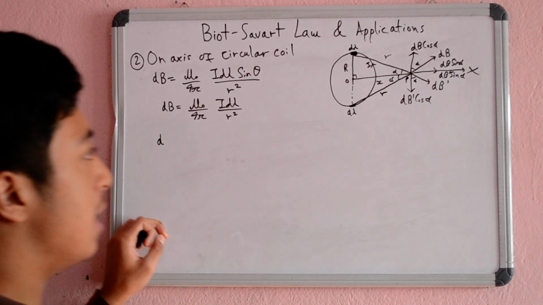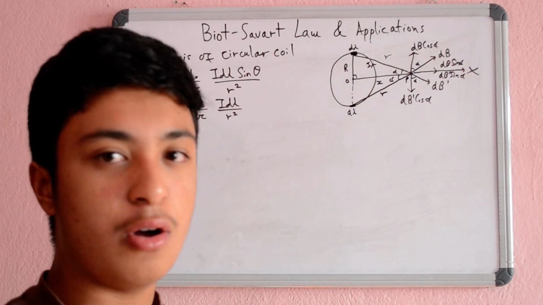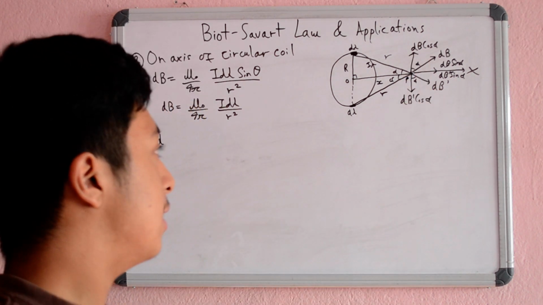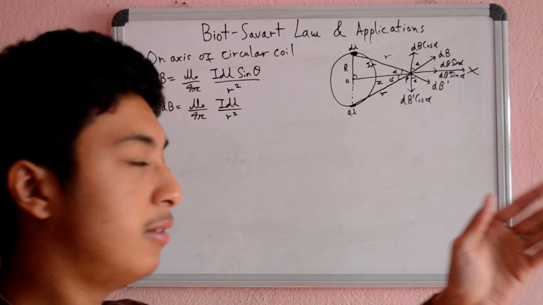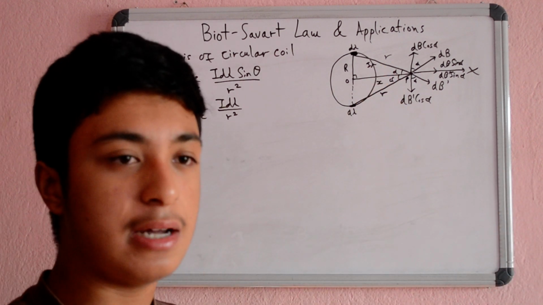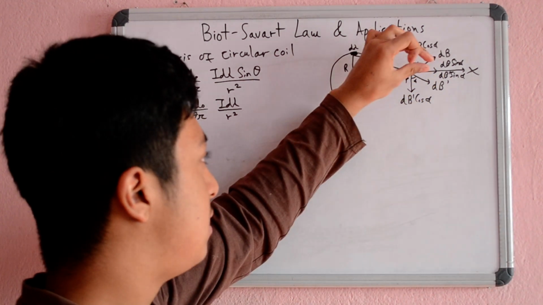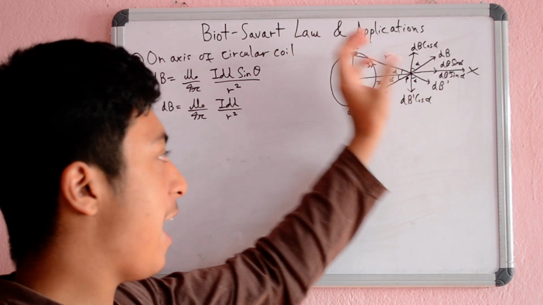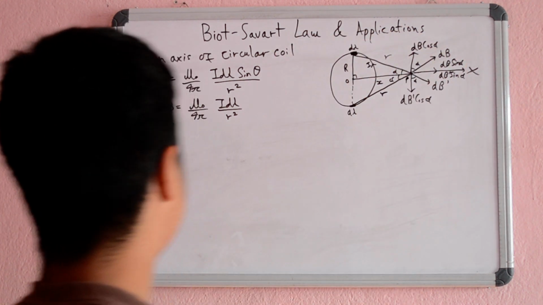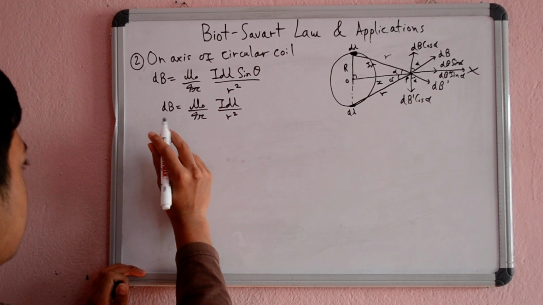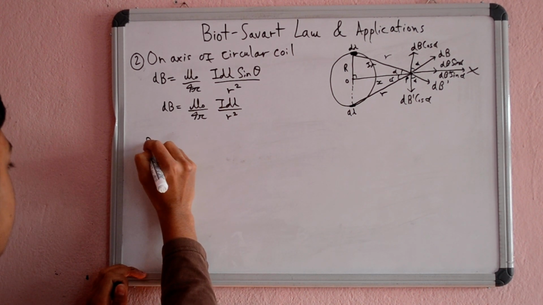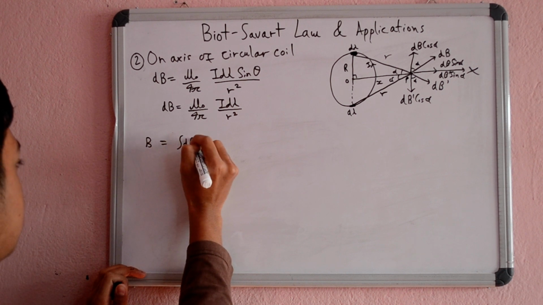So the dB sine alpha components, the horizontal ones, are both equal in magnitude and acting in the same direction. That means they don't cancel out, and instead dB sine alpha acts along the horizontal component. So the total magnetic field would be the integration of dB sine alpha.